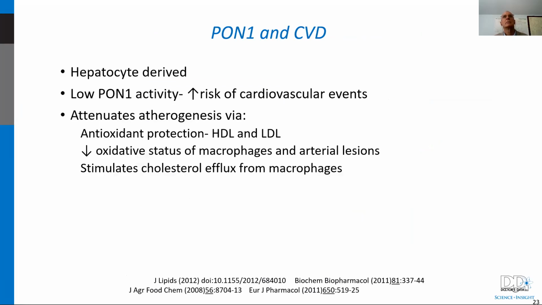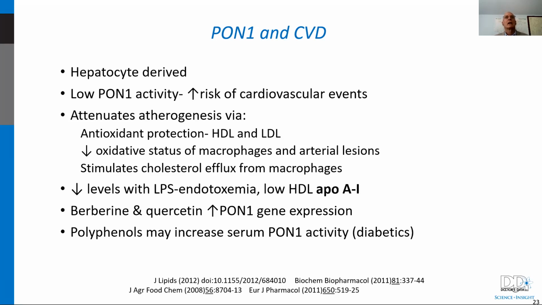So let's talk a little bit more about that, PON1. As related to cardiovascular disease, it's derived from the liver, and low PON1 activity is associated with increased risk of cardiovascular events, and that's because PON1 attenuates atherogenesis by being an antioxidant, protecting HDL and LDL, decreases oxidative status of macrophages in arterial lesions, stimulates cholesterol efflux from macrophages.